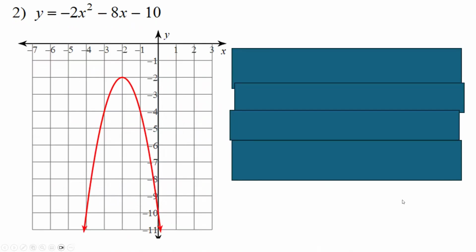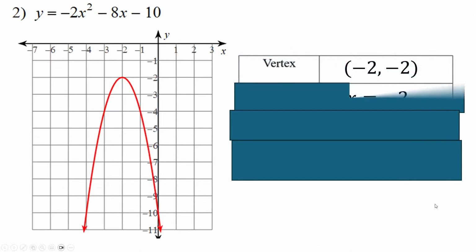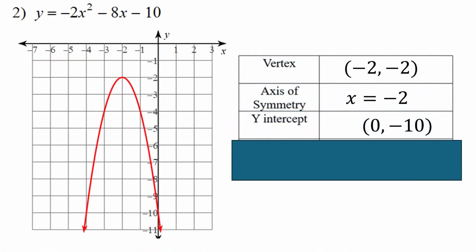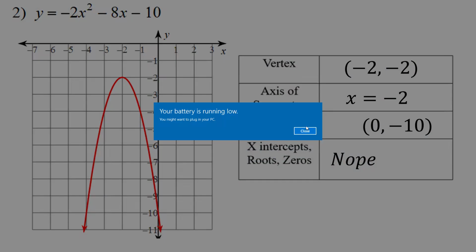In 3, 2, 1. Vertex is -2, -2. Axis of symmetry, x equal -2. The y-intercept, 0, -10. Ooh, you could see that one. Woohoo, right there. What else we got? Nope, there are no x-intercepts.